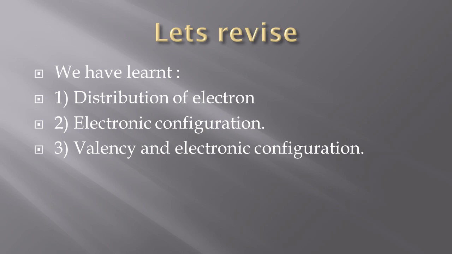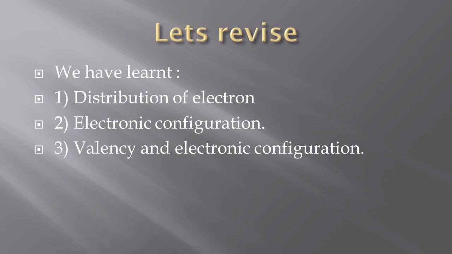The second was electronic configuration. Now students, what is the electronic configuration? The shell-wise distribution of the electrons in an atom of an element is called the electronic configuration of that particular element. Now what is valency? Valency of an element is related to how many electrons are present in the outermost shell. That means the number of electrons present in the outermost shell of an atom is called the valency of an atom.